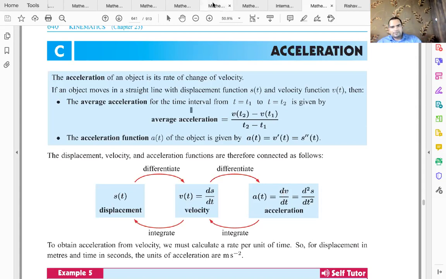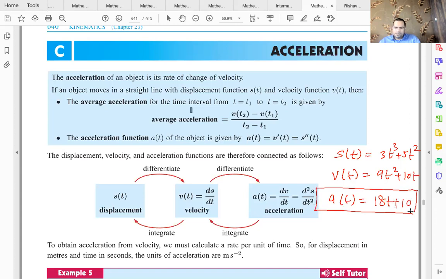So if I have, let's say, a displacement equation s of t is, for example, 3t cubed plus 5t squared, my velocity function v of t will be the derivative of this, which is 9t squared plus 10t, and the derivative of this will be the acceleration function, which is 18t plus 10. So this is the acceleration expression.